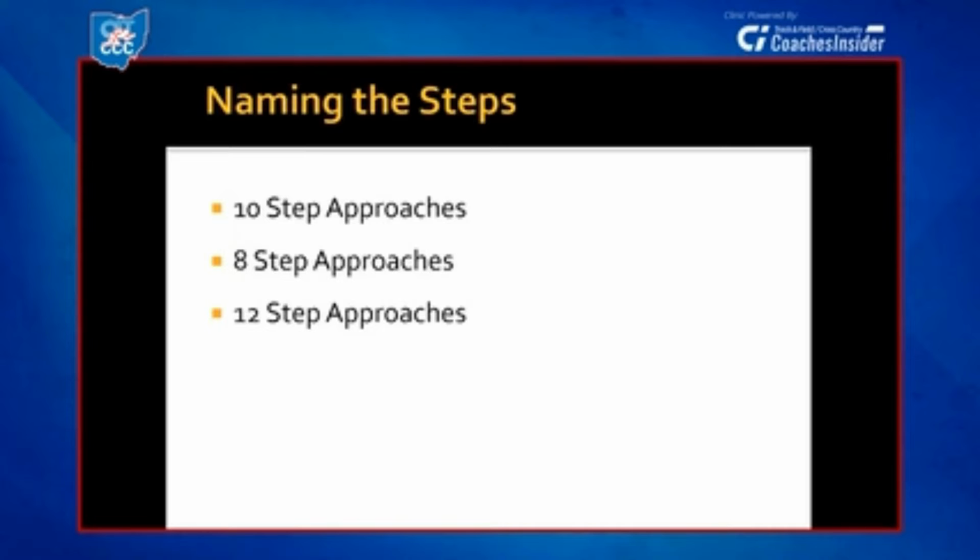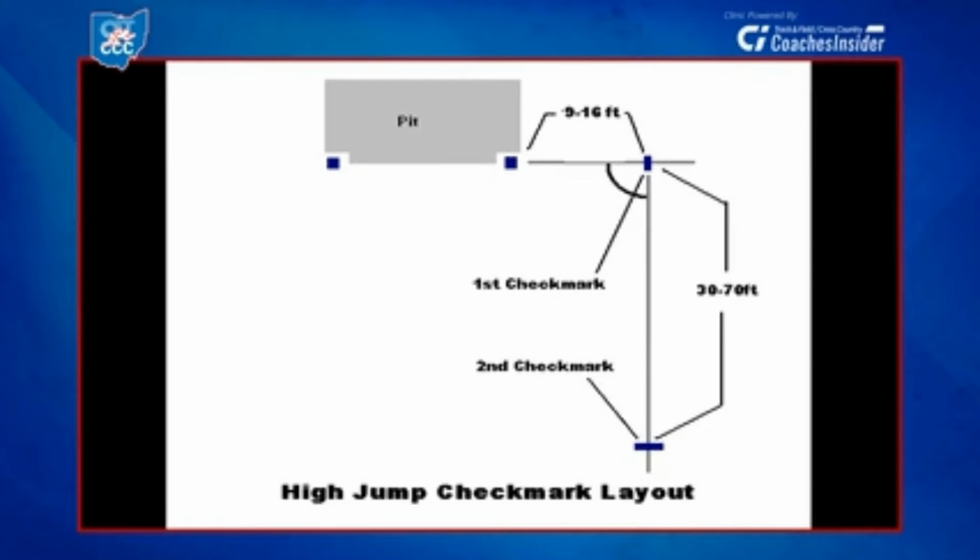So the terminology as we move from jumper to jumper stays the same if you use this naming system. Now, this is a more detailed diagram of what we just discussed a little bit earlier, and you can see some of the distance norms here.